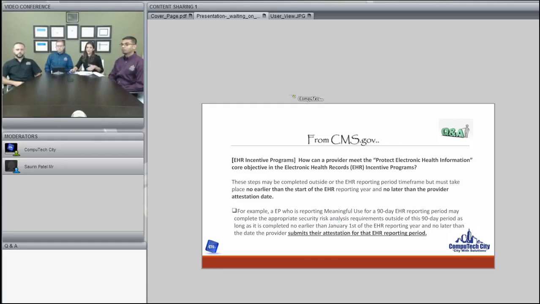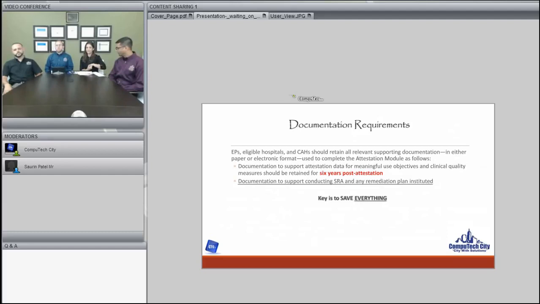So going on, now you know when to submit or do your risk assessment. Now, what types of documentation do you need? And this is very important to make sure your entire process is as seamless as possible. So we always recommend you take as many screenshots as you need. And your vendor should give you recommendations on how to do it within your software. Each vendor has a document on how you can prepare your documentation for meaningful use and security risk assessment.